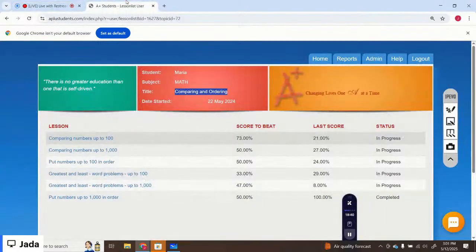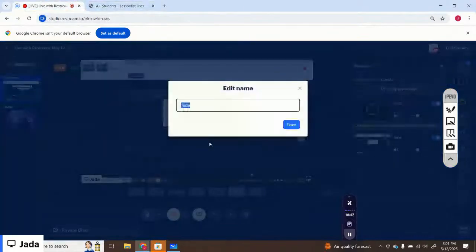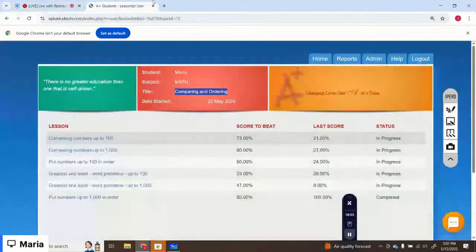Here I am writing math. The chapter we are on right now is comparing and ordering. Let's just start with the first lesson, that is numbers up to 100.